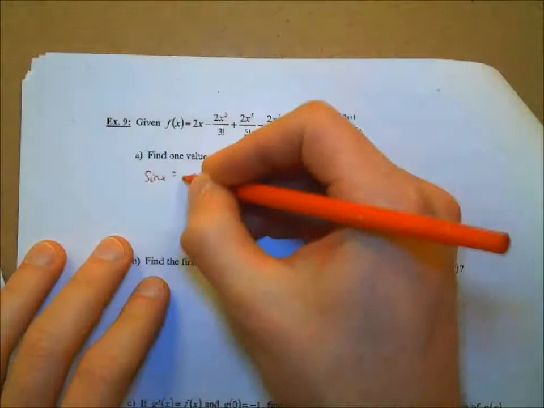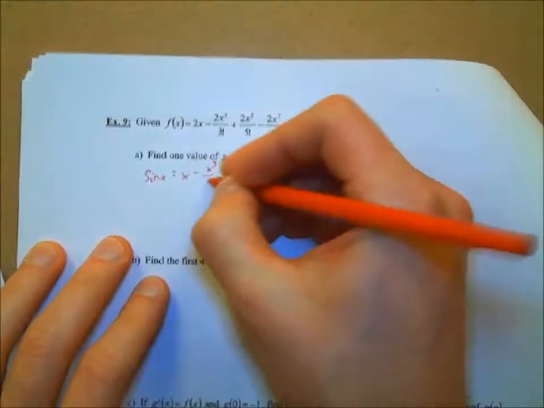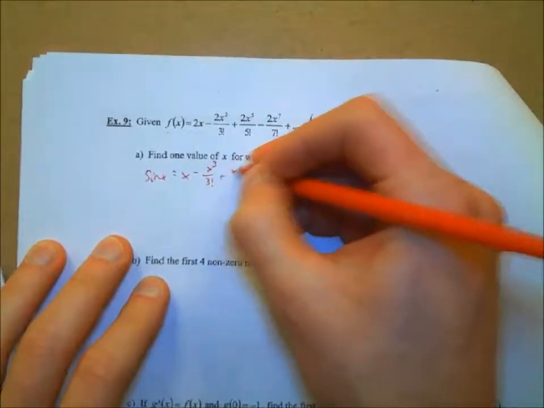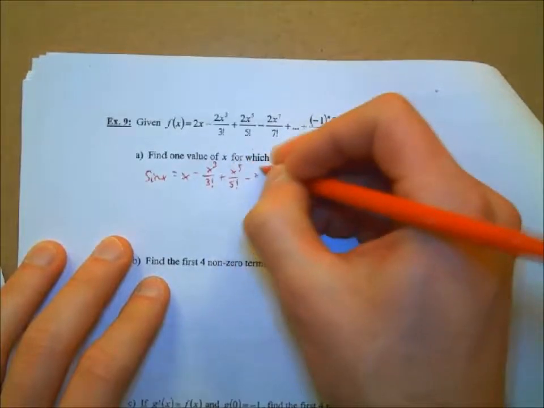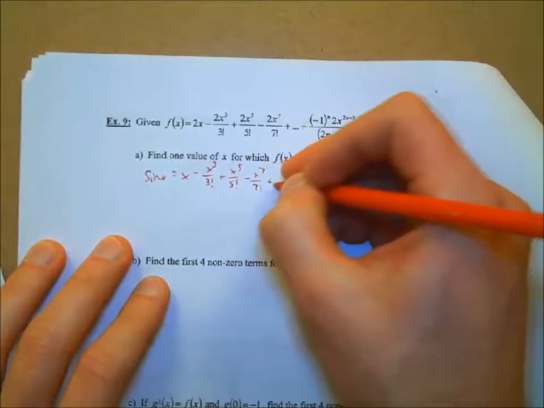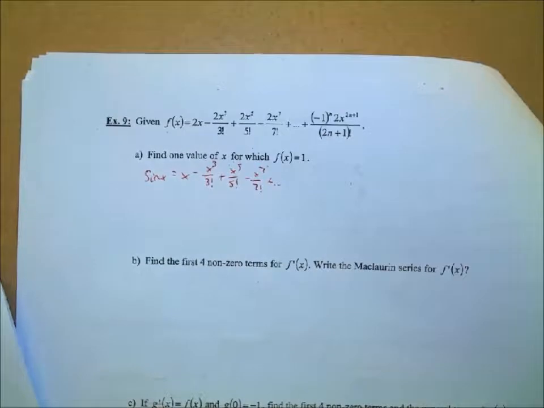Sine of x is x minus x to the third over 3 factorial plus x to the 5 over 5 factorial minus x to the 7 over 7 factorial plus... You get the idea. Right? That's sine. Is that what we have right here? Just about. What are we missing?